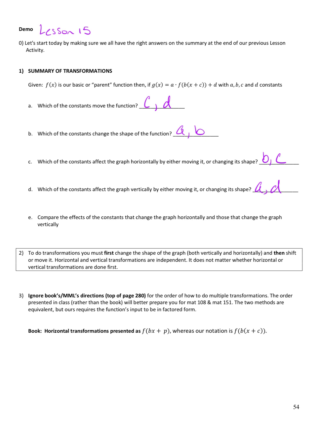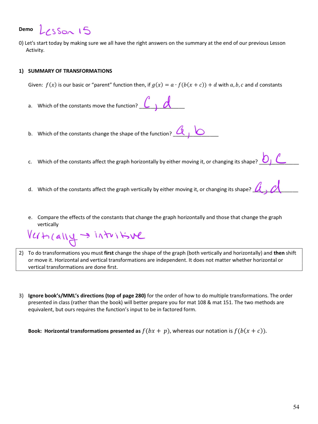And then finally, compare the effects of the constants that change the graph horizontally and those that change the graph vertically. When you change a graph vertically with the a and the d, whether you're stretching, shrinking, or shifting up and down, you do exactly what you think you should do. It's intuitive. When it says plus d, that means move up d. If it says times a, that means all your y values get multiplied by a. So if a is big, the y values get bigger. If a is small, like a fraction, then your y values get smaller.